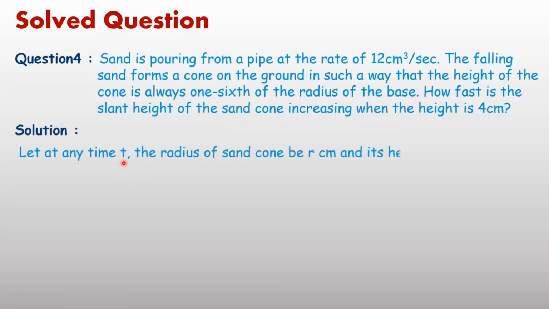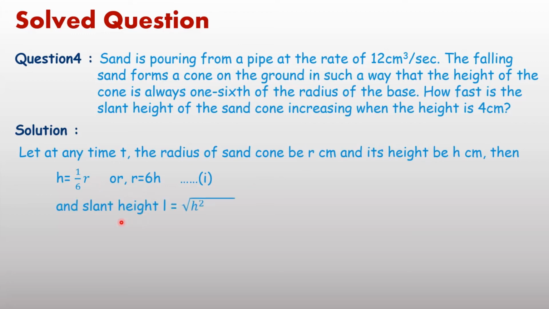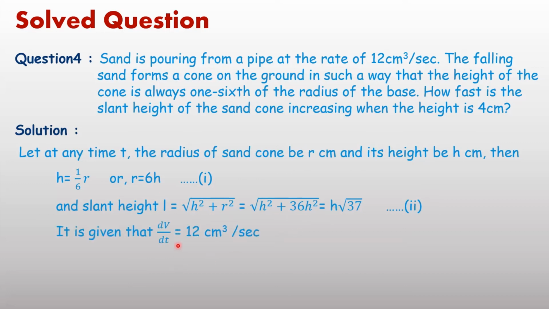Solution same pattern. Let at any time t, radius of cone is r and height h. Then h equals 1 upon 6r and r equals 6h. Slant height of cone L we can write as under root h square plus r square equals h square, and the value of r means 6h, so 36h square, means under root 37 h square, means h under root 37. Value of L you are getting h under root 37. Now take help of the given part: dV by dt equals 12 centimeter cube per second, and we have to find dl by dt at h equal to 4 centimeter.